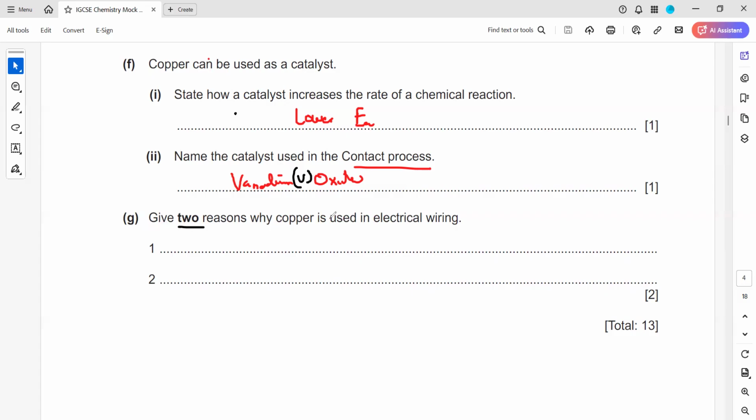So give two reasons why copper is used. Good conductor of electricity and malleable. Malleable or ductile, because it's a wire. So malleable or ductile is more appropriate. So why not low density? Low density is for aluminium. Aluminium has low density. Yes, it is used for overhead cables, not copper.